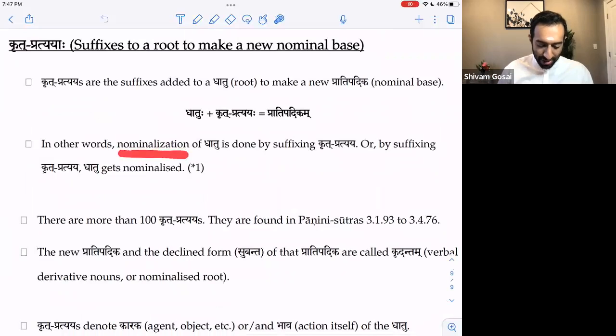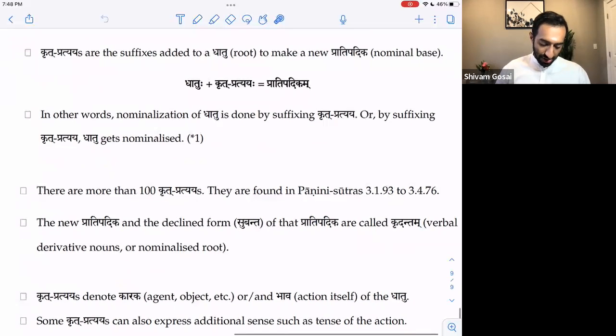In other words, nominalization, meaning the making of a noun. Nominalization, that's a nice word. The making of a noun from a dhatu is done by suffixing krit pratyaya. By adding krit pratyaya, a dhatu becomes a pratipadika. A pratipadika still needs a supratyaya to become a noun; it's just that base. There are more than 100 krit pratyayas, found in the Panini Sutras. And as we said, the new pratipadika and the declined form, the subanta of that pratipadika, are both called kridantam. It's a napumsaka word, kridantam.